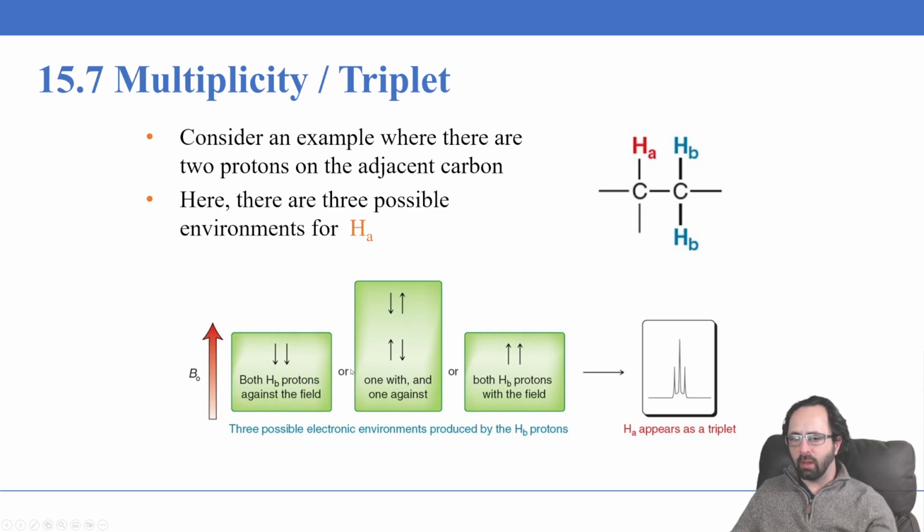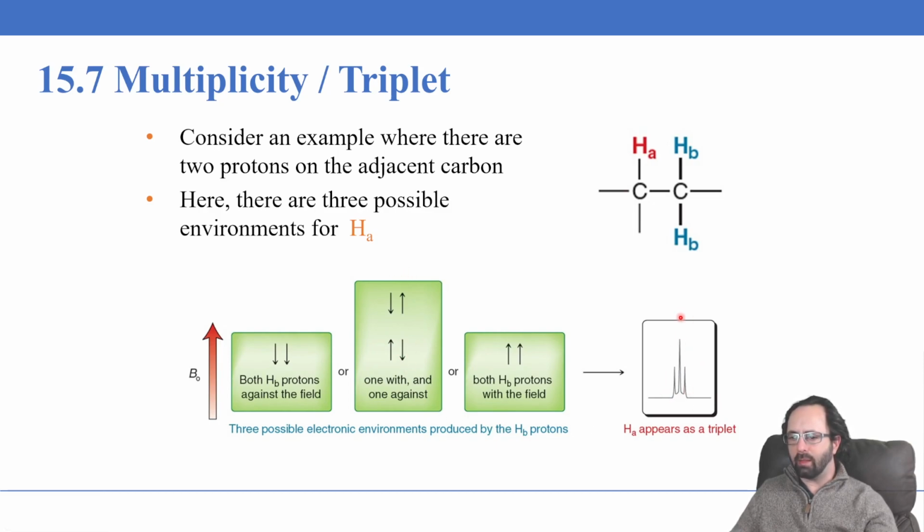So if both of the protons B here are against the field, then you're going to have a lower chemical shift. If they're both together with the external magnetic field, that will increase the chemical shift slightly. And then there's two other positions. One of proton B is with the field and one is opposing, or the other one's with the field, the other one's opposing. That's twice as likely.